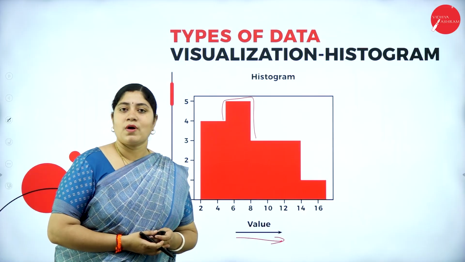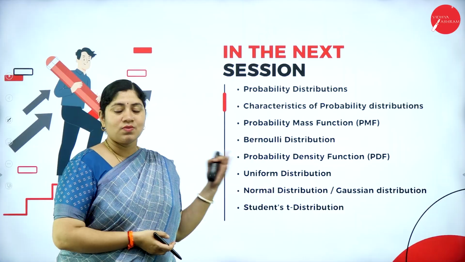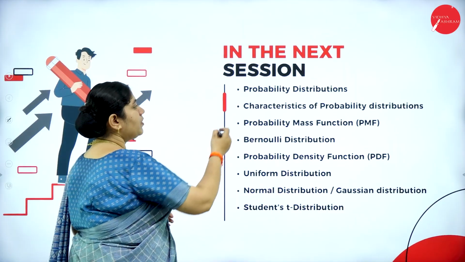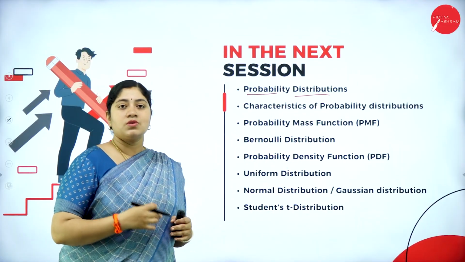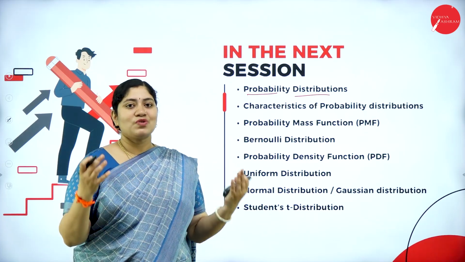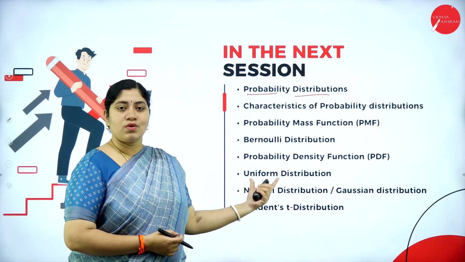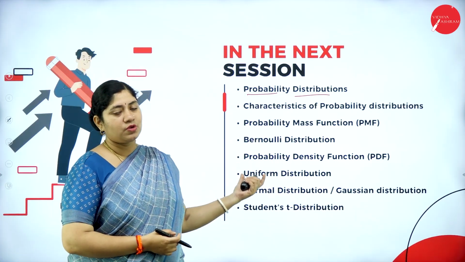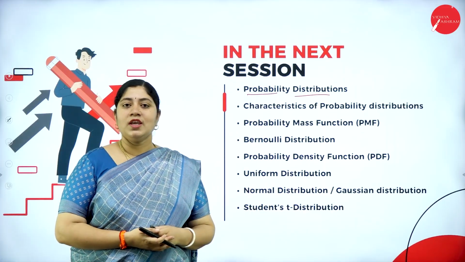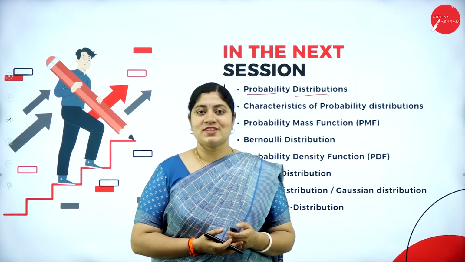So this is all about the data visualization techniques, and in our upcoming session these are the things which we'll be covering. We'll learn what the different probability distributions are. We'll also discuss the characteristics of probability distributions, what the probability distribution function is, and what this PDF is all about. Then followed by the various types like uniform distribution, normal distribution, and also the student t distribution. All these things will be covered in our upcoming session. So this is all about today's session. Thank you.